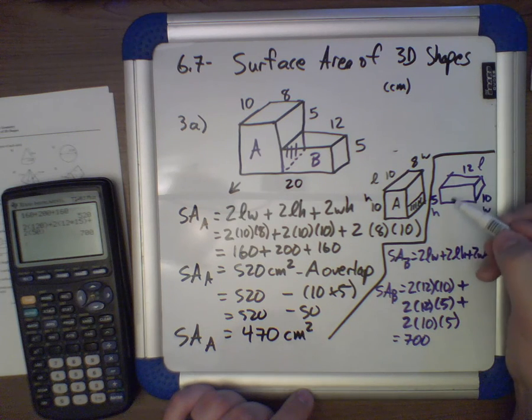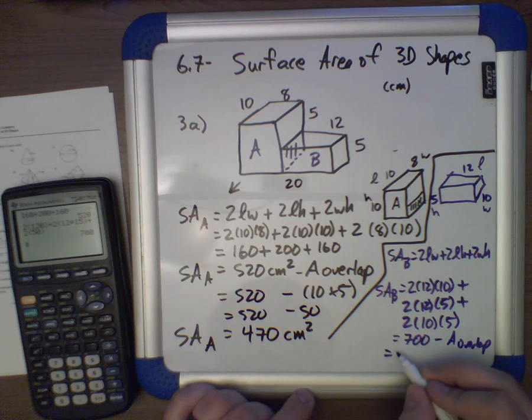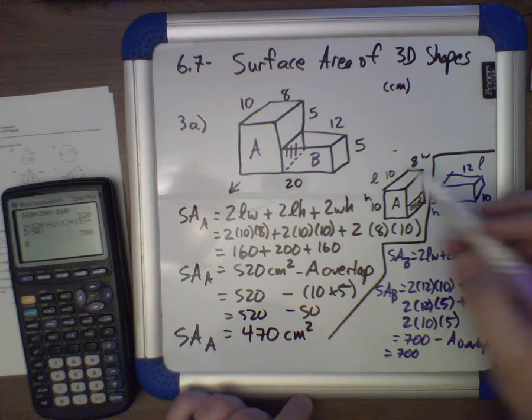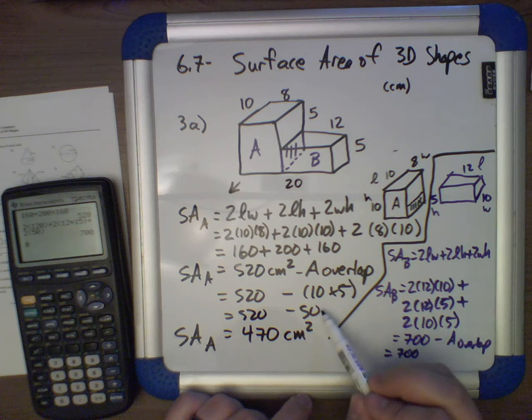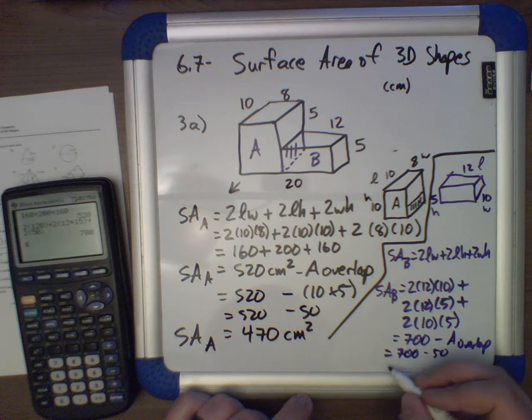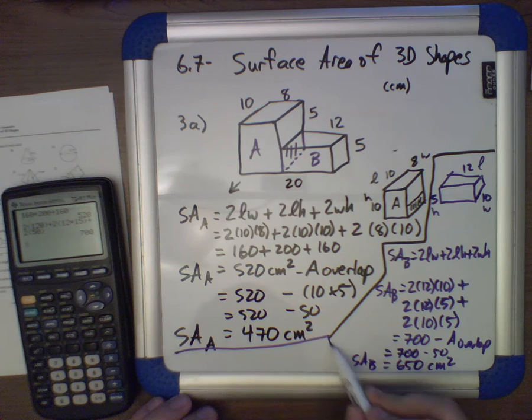And now we need to subtract that one end because of the overlap. 700. The area of the overlap is the same here as it was here. So it's 10 times 5. So the area of the overlap is 50. So the surface area of B is going to be 650 centimeters squared.